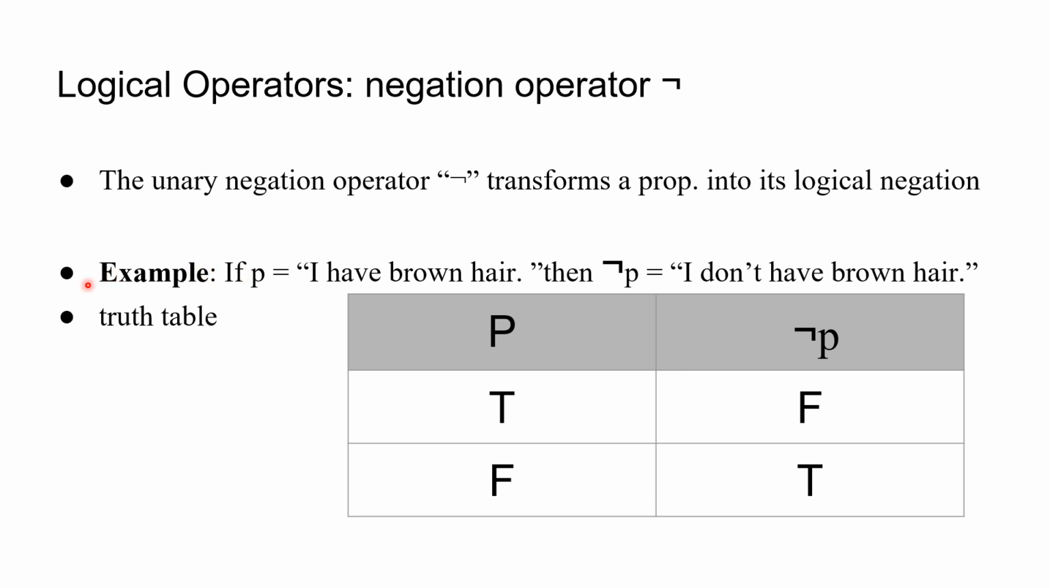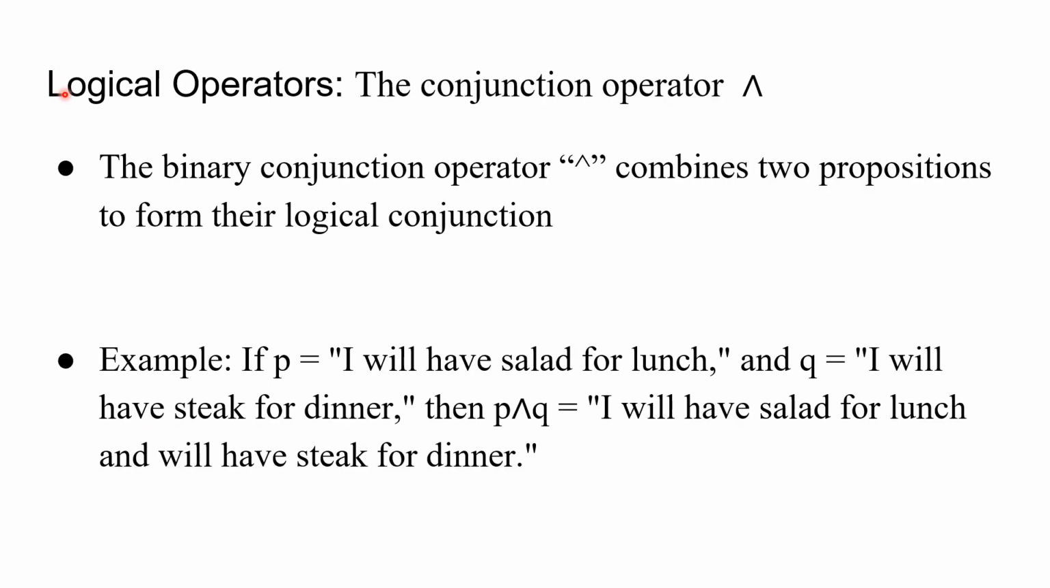So let's see an example. If P equals "I have brown hair," then not P equals "I don't have brown hair." So its meaning is easy to understand. It just transforms a proposition into its negation. There is its truth table.